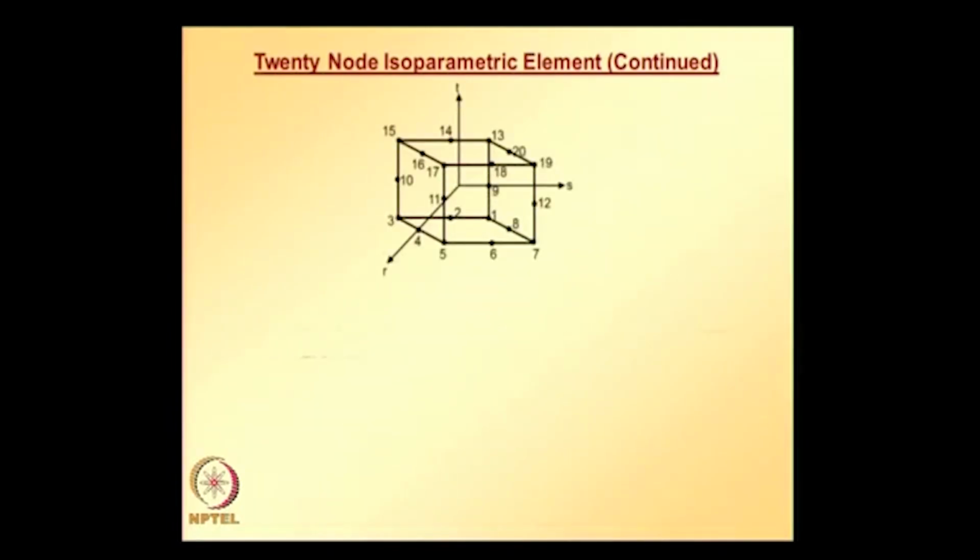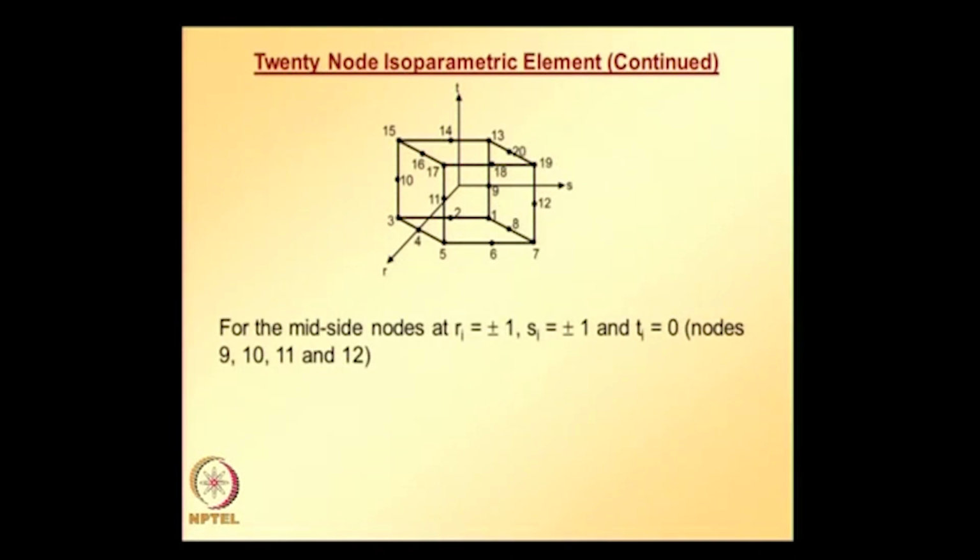Similarly, for mid side nodes whose T coordinate is 0 and R coordinate is plus or minus 1, S coordinate is plus or minus 1, that is nodes 9, 10, 11, 12, the shape function expression is given by this.